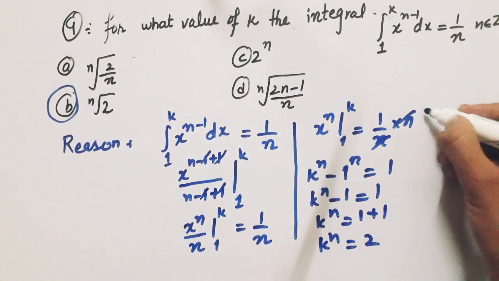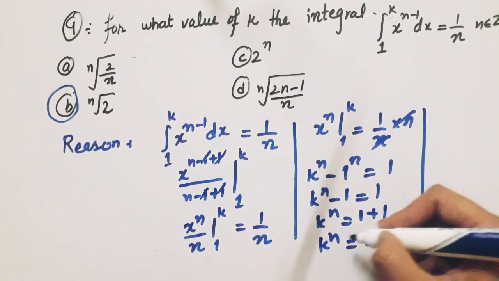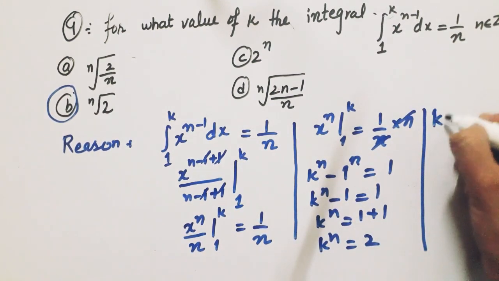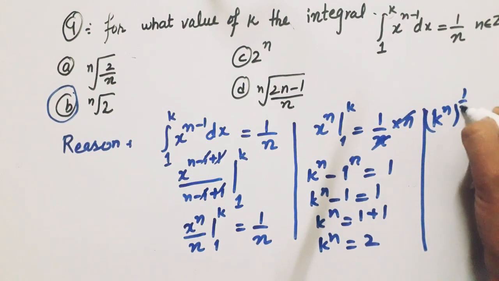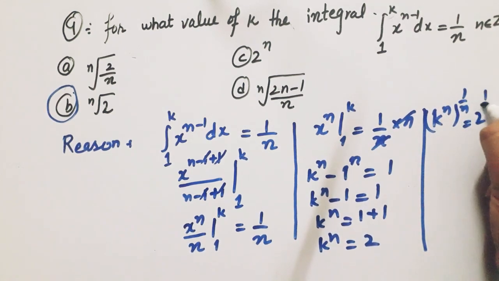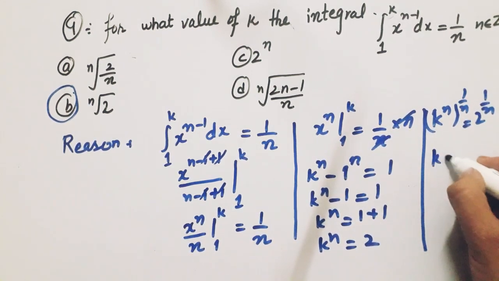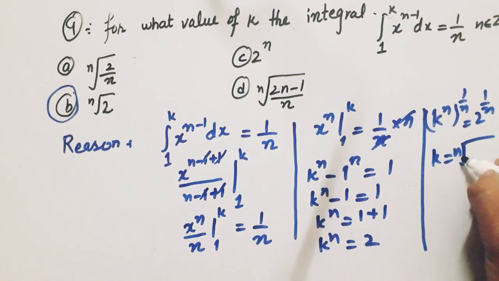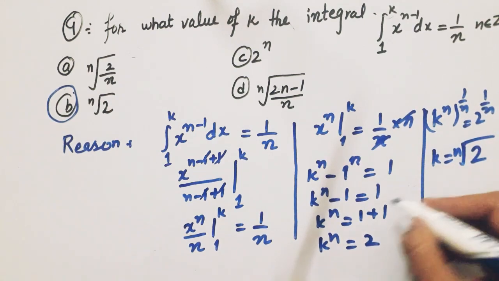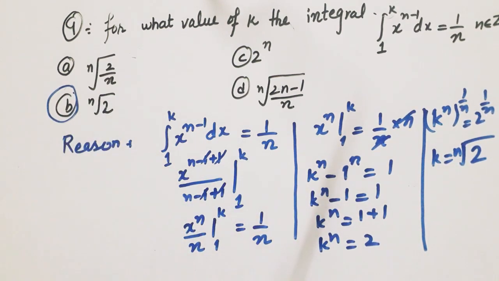Now you will take the nth root, so k^n raised to power 1 by n and 2 raised to power 1 by n. So k will be equal to root of 2. So this will be the right option. Now we will solve 10th MCQ.